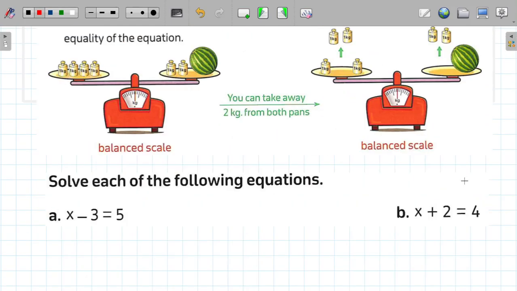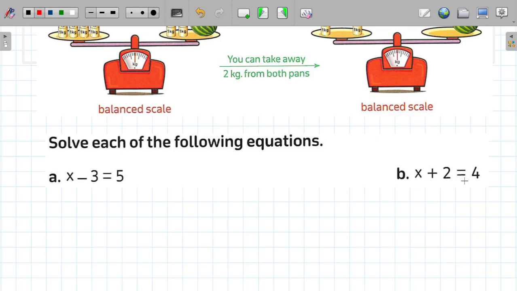So let's try on these examples. The first one here, I have x minus 3 equals 5. So what is the value of x? I wanted to solve the equation, so I wanted to find the value of the unknown x.